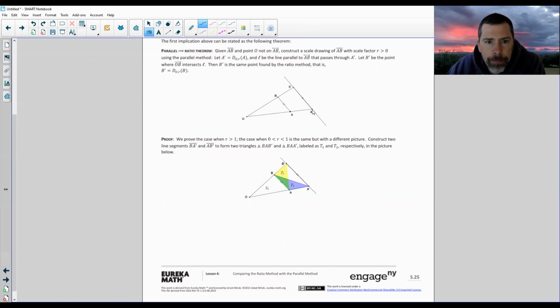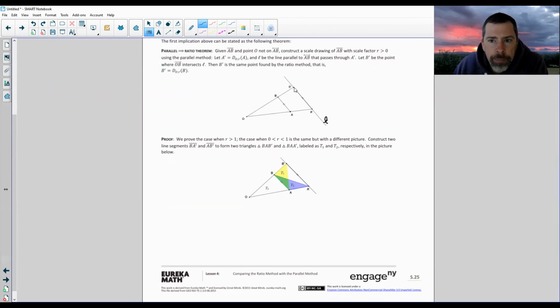Let A prime equal the dilation about O of R, that's your dilation R, ratio A. So all they're saying here is A prime is A dilated out from O. And let L be the line parallel to AB that passes through A prime. Okay, so they're just naming this line right here, L.